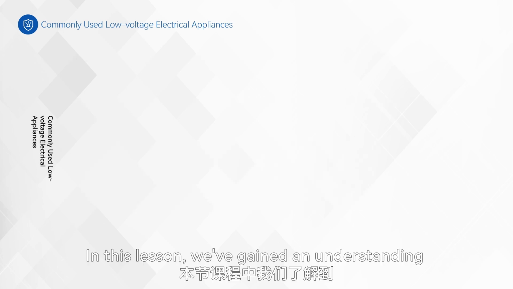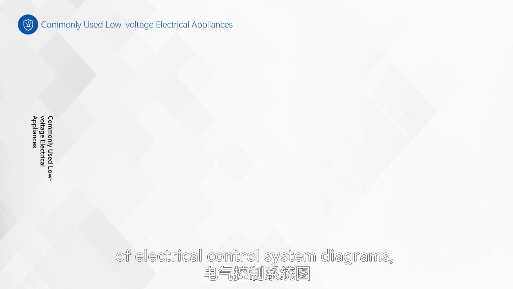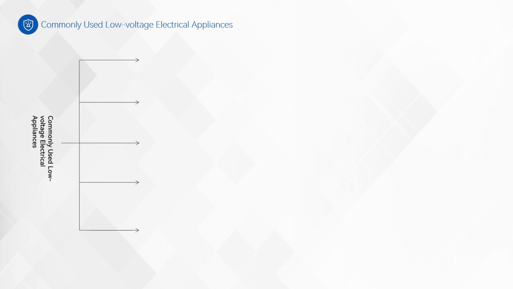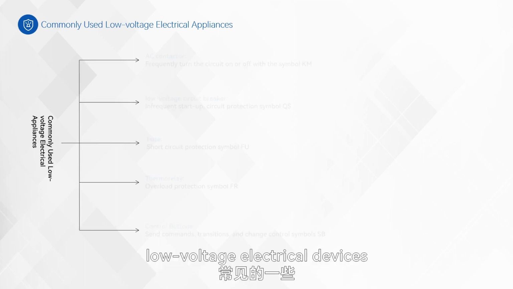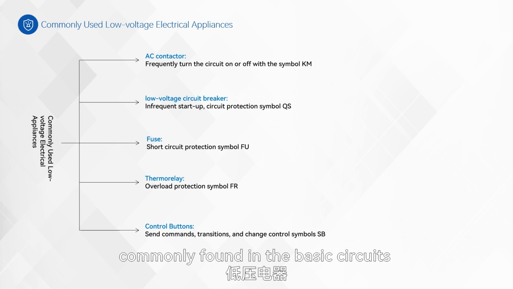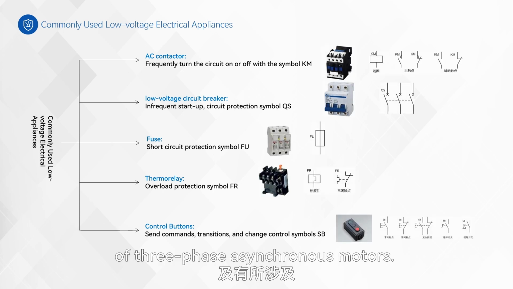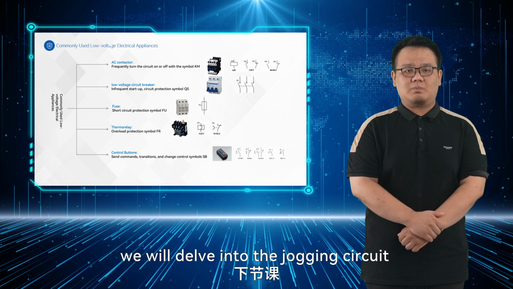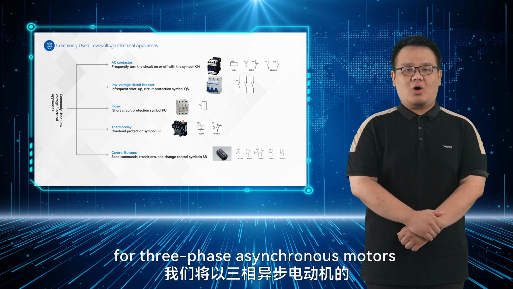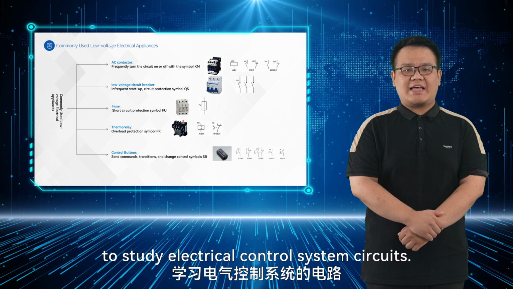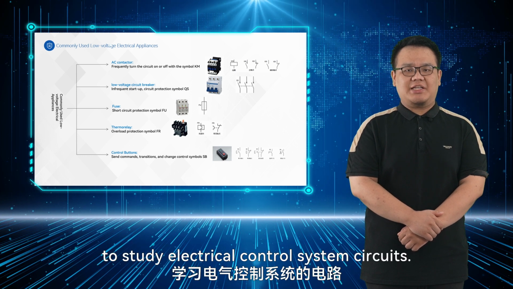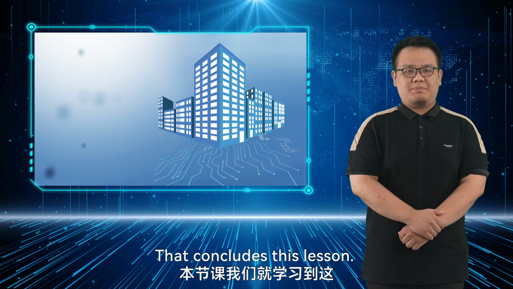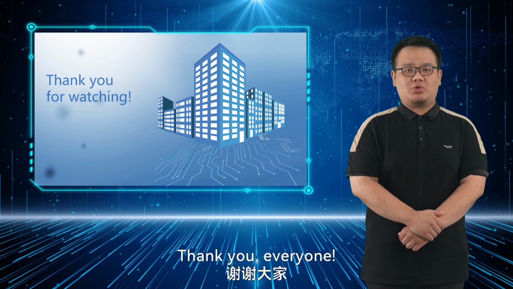In this lesson, we've gained an understanding of electrical control system diagrams, along with knowledge about low-voltage electrical devices commonly found in the basic circuits of three-phase asynchronous motors. In the next lesson, we will delve into the jogging circuit for three-phase asynchronous motors as an example to study electrical control system circuits. That concludes this lesson. Thank you, everyone.